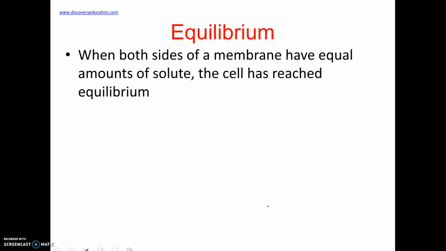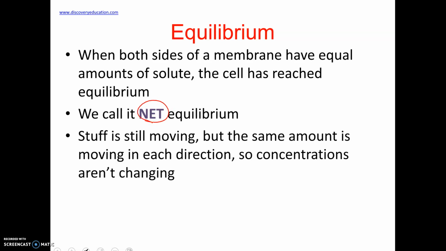All right, and last but not least, equilibrium. Again, when both sides of the membrane have equal amounts, the cell reaches what's called equilibrium. Now, it is called net equilibrium. Sometimes it's also called dynamic equilibrium, meaning like dynamic, like it's in motion. And the reason why is because it's not that everything stops. It's not like, oh, there's 3 over here and there's 3 over here, so everything's even, let's just stop moving. The molecules are still moving.